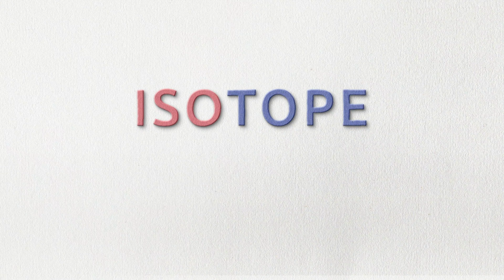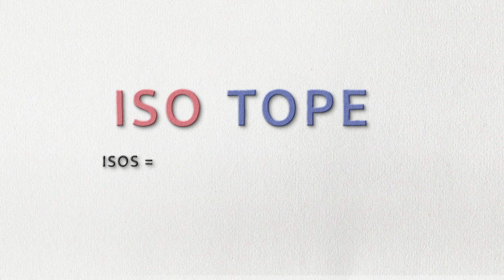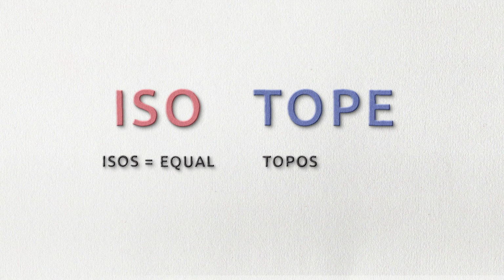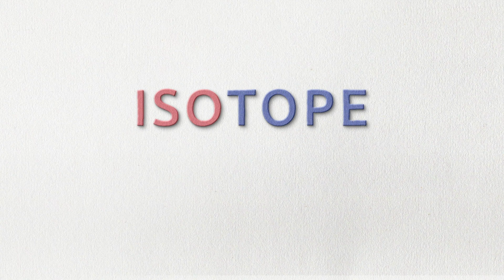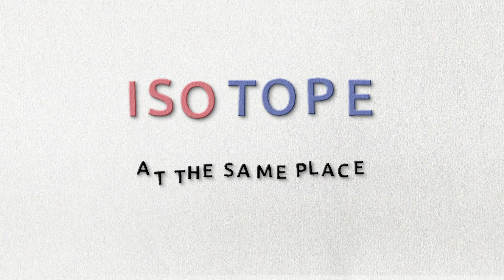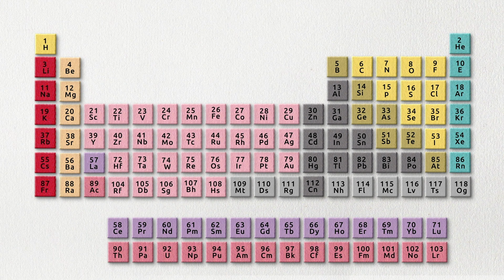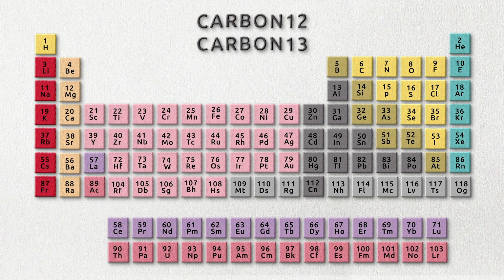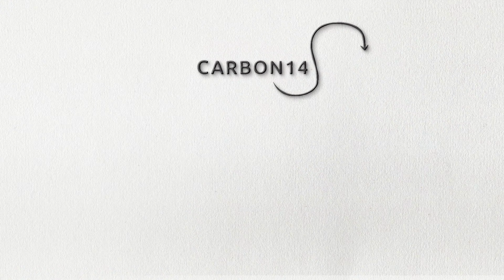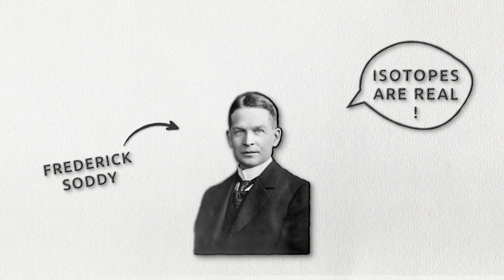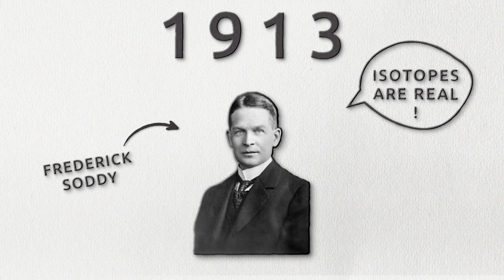The term isotope comes from the Greek words isos, meaning equal, and topos, meaning place. The word isotope literally means at the same place and refers to the idea that different forms of the same element, like our old friends carbon-12, 13, and 14, occupy the same position on the periodic table. English radiochemist Frederick Soddy suggested the existence of isotopes way back in 1913. Soddy won the 1921 Nobel Prize in Chemistry for his work on isotopes.